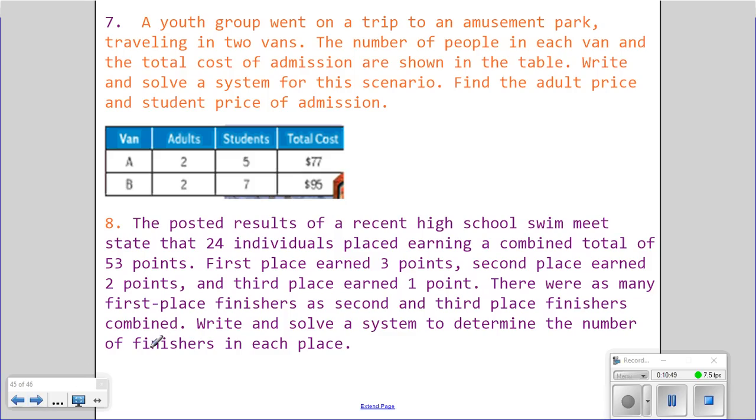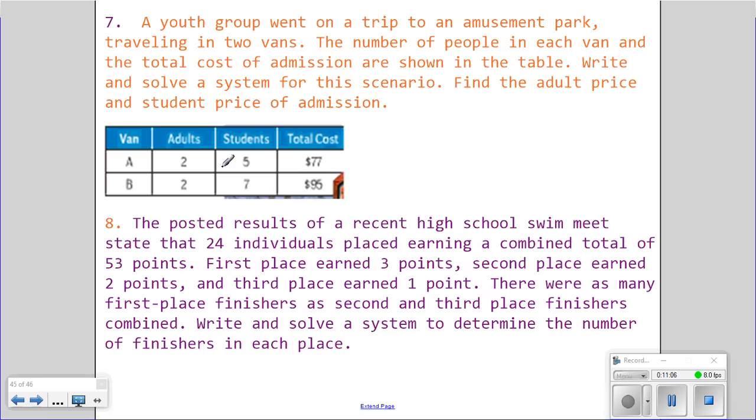A youth group went on a trip to an amusement park, traveling in 2 vans. The number of people in each van and the total cost of admission are shown in the table. Write and solve a system for this scenario. Find the adult price and the student price of admission.